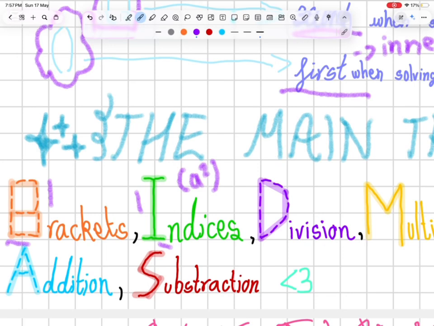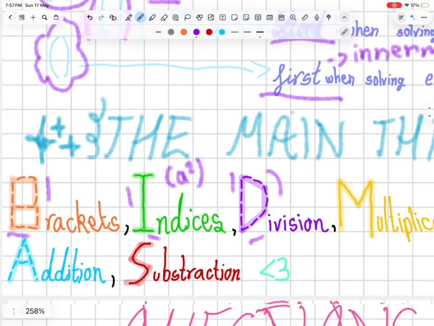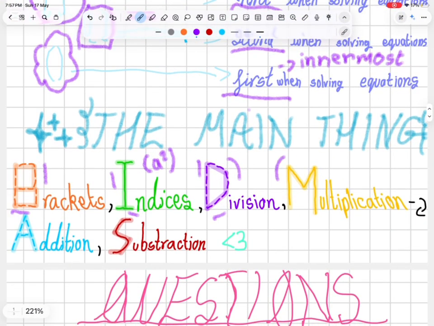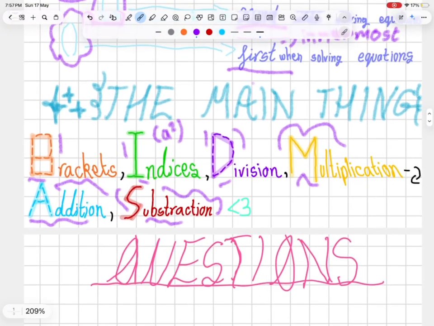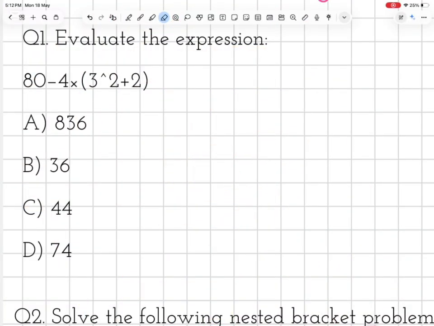So the B stands for brackets. The I stands for indices, which is powers. The D stands for division. The M stands for multiplication. And by the way, these are the orders we do them in. If we had an equation which contained, for example, division and subtraction, we do the division first, then we'd move on to the subtraction. So then addition and subtraction.